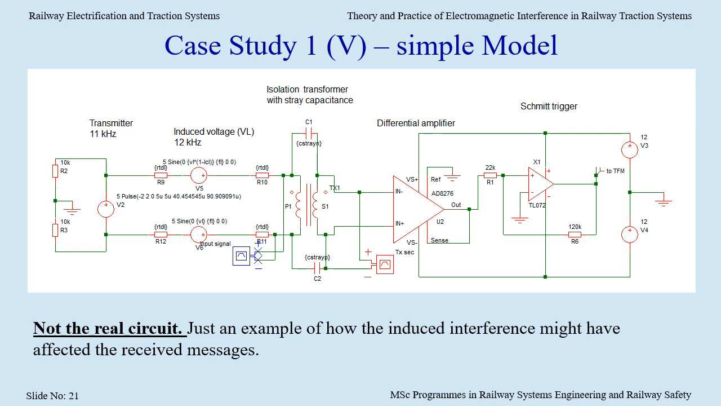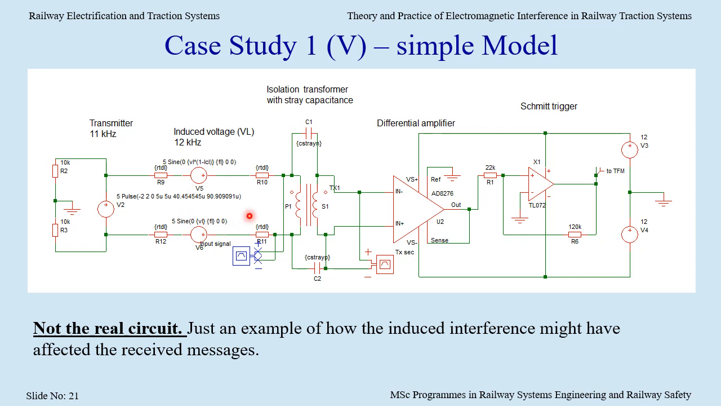This is a simple circuit model I built to illustrate what was happening on the SSI. It's not the real circuit, I don't have that information. It's just an example of how the induced interference might have been having the effect on the received messages. On the left-hand side, we have the transmitter at 11 kHz, floating with respect to ground, but anchored so each core is at equal voltage to ground. Then we have the representation of the cable with the induced voltage in the middle.